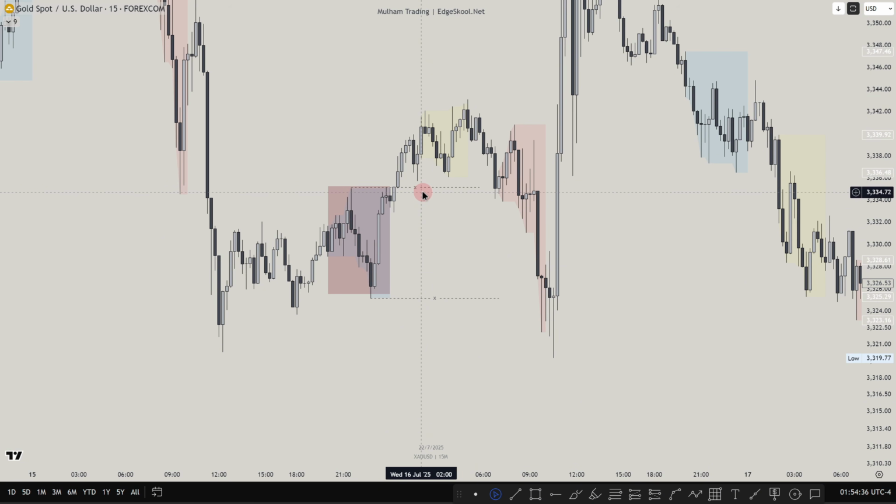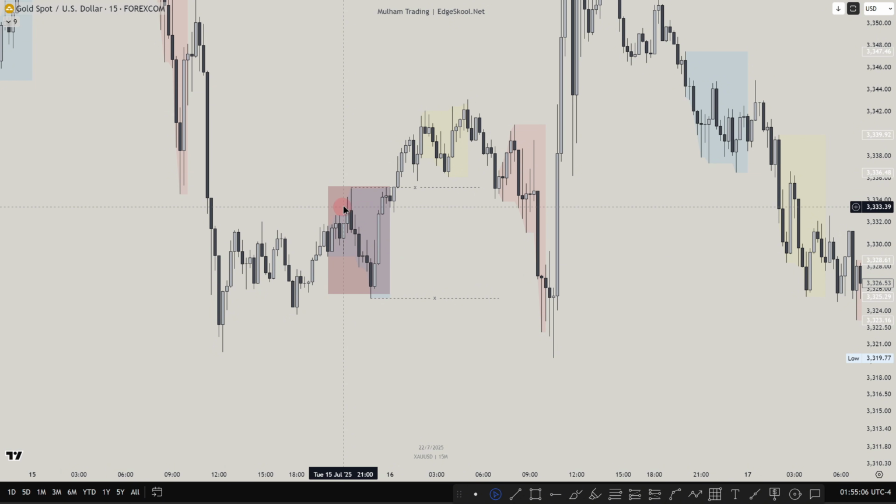Even if we talk about London, if London starts here and ends here, did we take the high of London before or after? Actually after, but the low was taken at 6:45, so this is not considered a valid one. We want to see after 7. But here the low of Asia was actually taken at what time? 9 a.m.